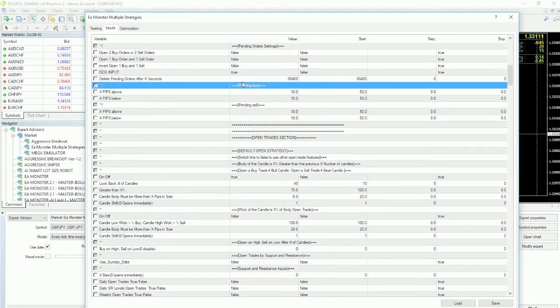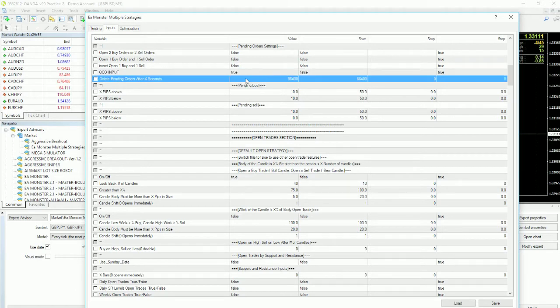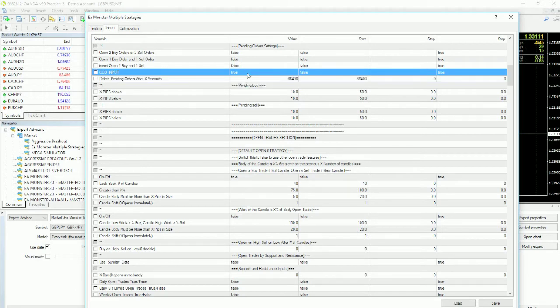If the price hits the pending order, a buy order or a sell order, it will close the other pending order. I use it all the time. Maybe you don't want to use it. Maybe you want to leave it open for some reason, so when the price travels all the way back to that point, it'll open.